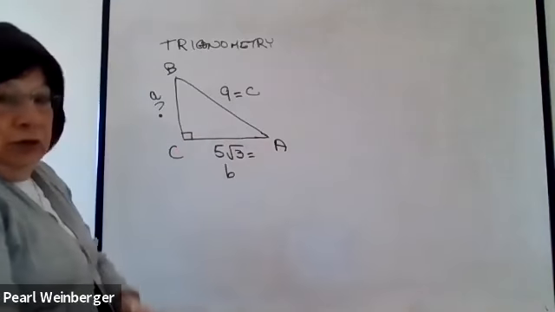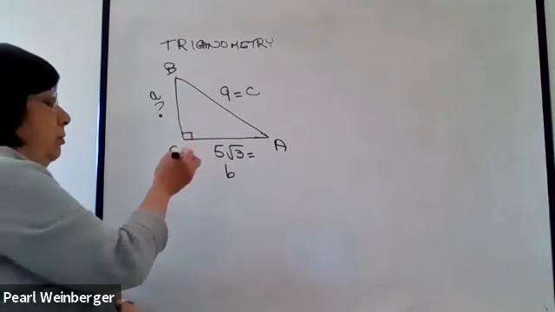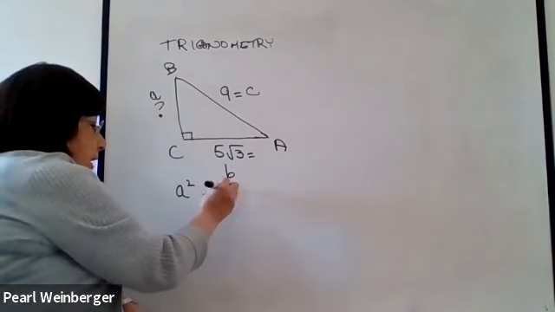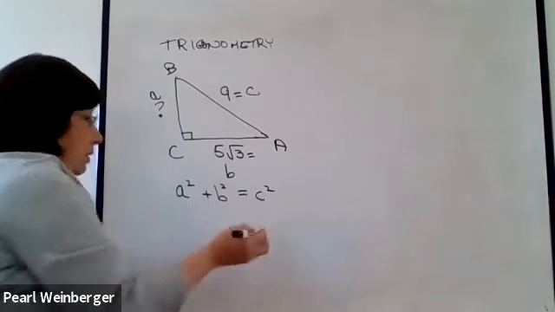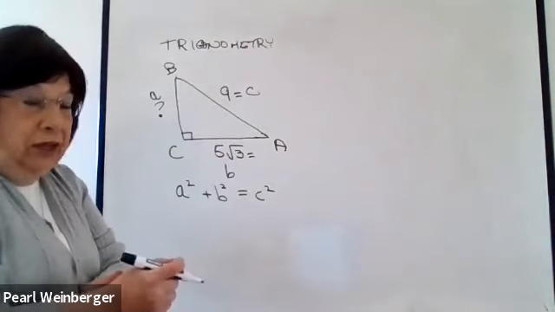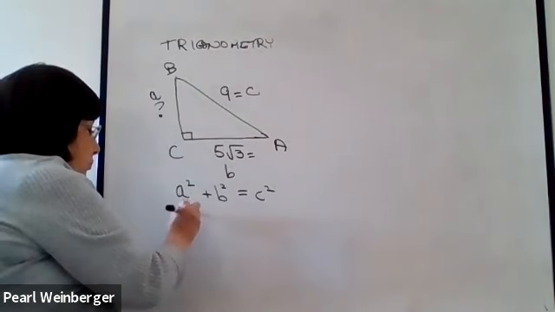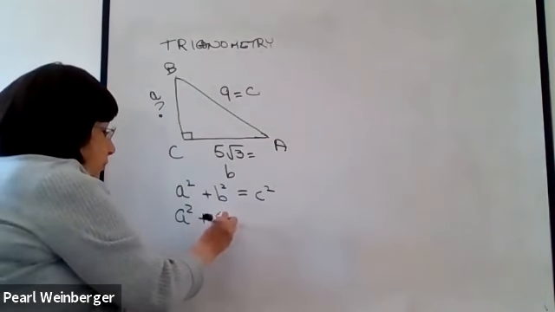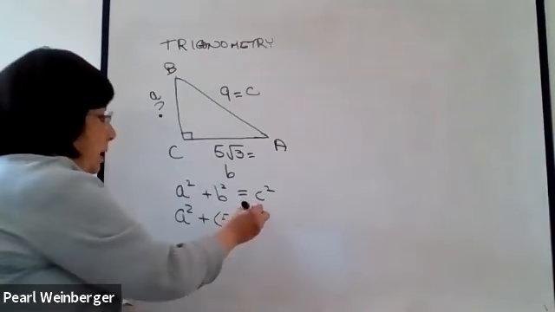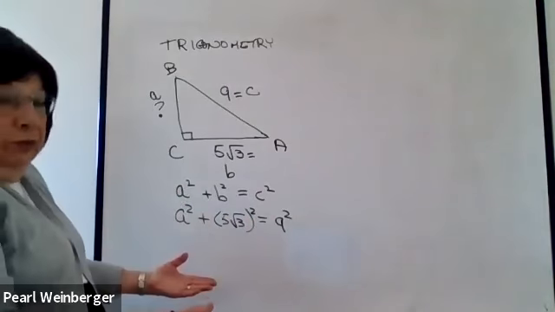And since I see this little square corner, and they actually probably told me it's a right angle, I know that the Pythagorean theorem, a squared plus b squared, has to equal c squared. Now you're going to see why it's important for us to have done a lot of the previous work. Let's put in these numbers. The a I don't know, so I'm going to leave that a squared. The b I know is 5 radical 3 squared, and the c is 9 squared. So we have to simplify this.